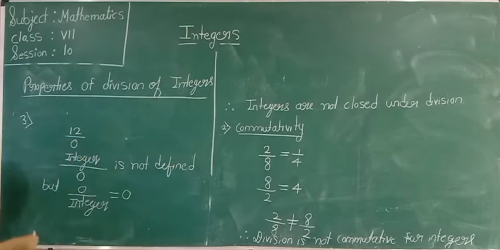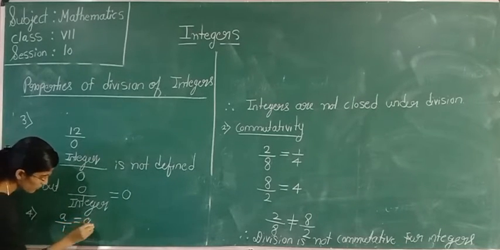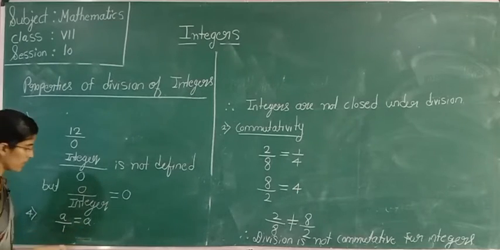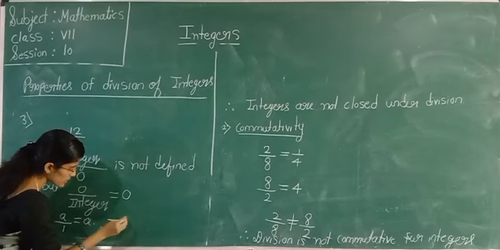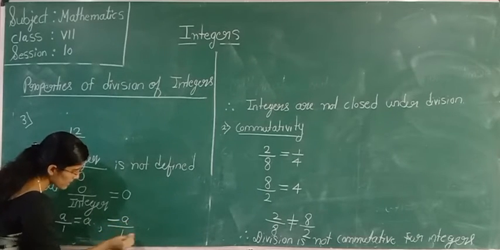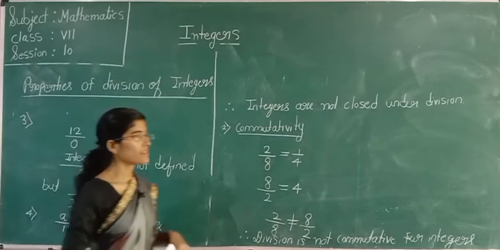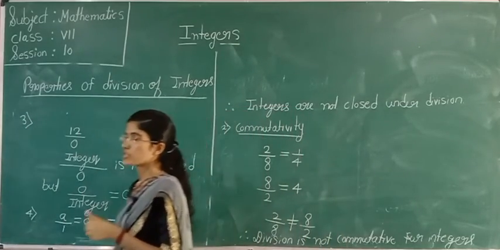Now the fourth property tells us that, in general, take a as an integer. Say a divided by 1 is a only. If you take a negative integer, minus a by 1 is minus a only. Okay, so in the properties of division of integers, the first property is the closure property.